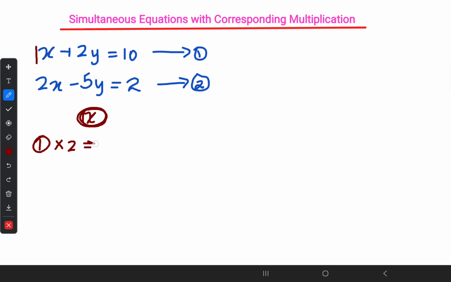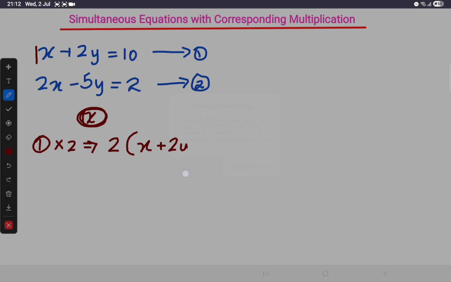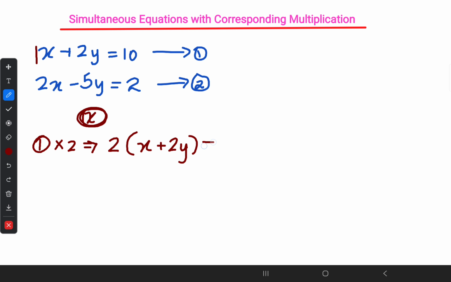Critically think and apply here. That is the important thing. To make 1 as 2, I will multiply the first equation by 2: 2 times x plus 2y should equal 2 times 10. Simple. Then let's expand: 2x plus 4y equals 20. This is our third equation.